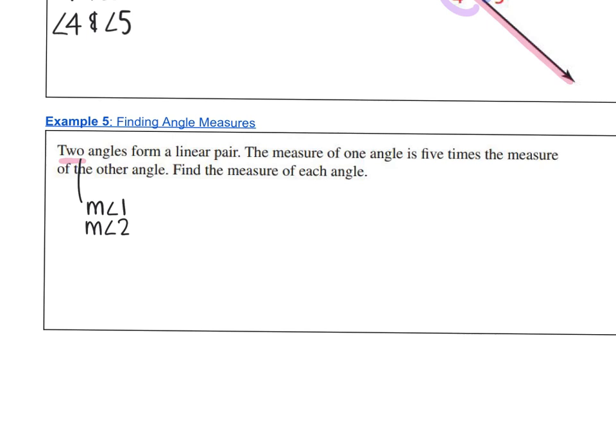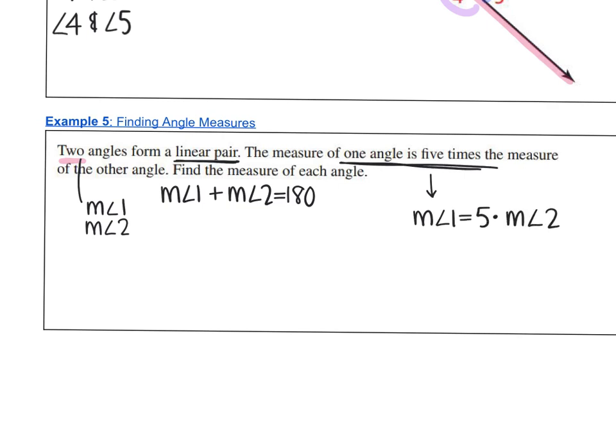So I know that those two angles form a linear pair. So I know that the measure of angle 1 plus the measure of angle 2 are going to equal 180. That's what it would mean if they form a linear pair, because they're on a line, which is 180. Then it says the measure of one angle is 5 times the measure of the other angle. So let's write that as an equation. The measure of the first angle is 5 times the measure of the second angle. So that this gets a little less confusing, I'm now going to replace the measure of angle 2 with x. So we're going to call the measure of angle 2 x, which means this would be 5x. So the measure of angle 1 is 5x, and the measure of angle 2 is x. So this is now 5x, this is now x, and it should equal 180.